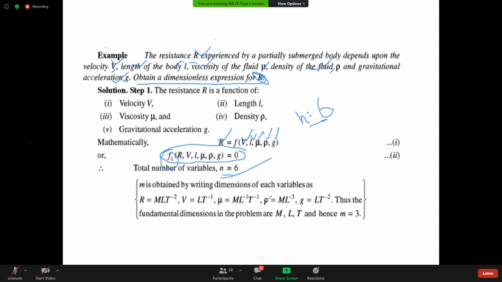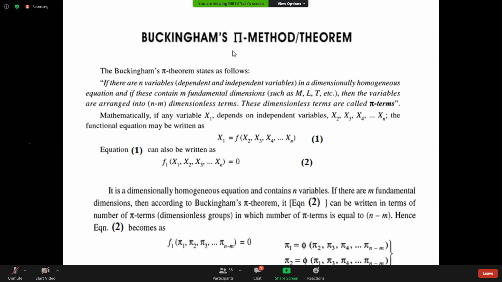Once more, repeat the question: how many fundamental dimensions are here? MLT. Yes, M L T. You will find only 3 here. As I said in the first slide itself, these are the fundamental dimensions we need to identify. This n minus m gives you the number of phi theorems. n is the total number of variables, including the variable which we are going to find.